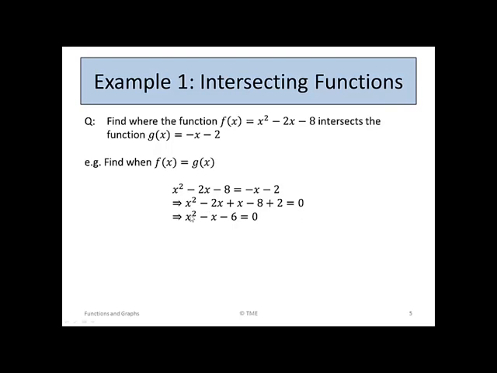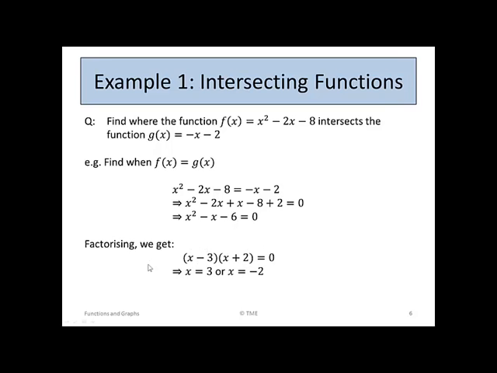Solving now, we get the x squared, the minus 2x and the x gives us a minus x, and minus 8 plus 2 gives us minus 6. So we now have a straightforward quadratic equation, x squared minus x minus 6 equal to 0, and something that we can factorize using factors in algebra.